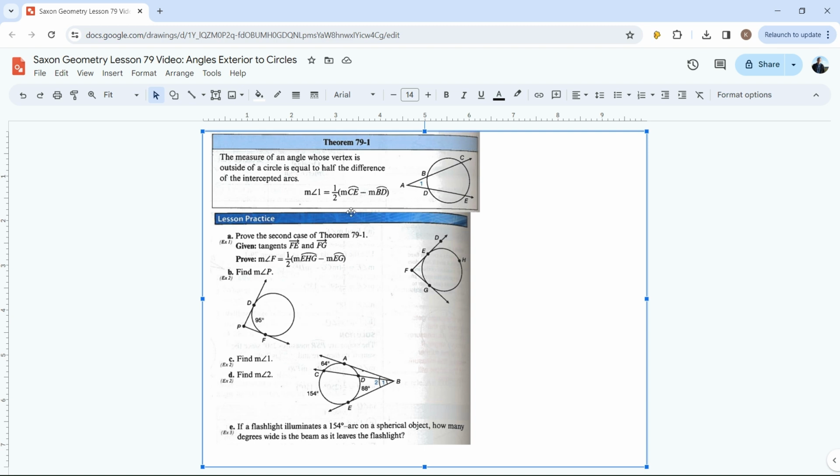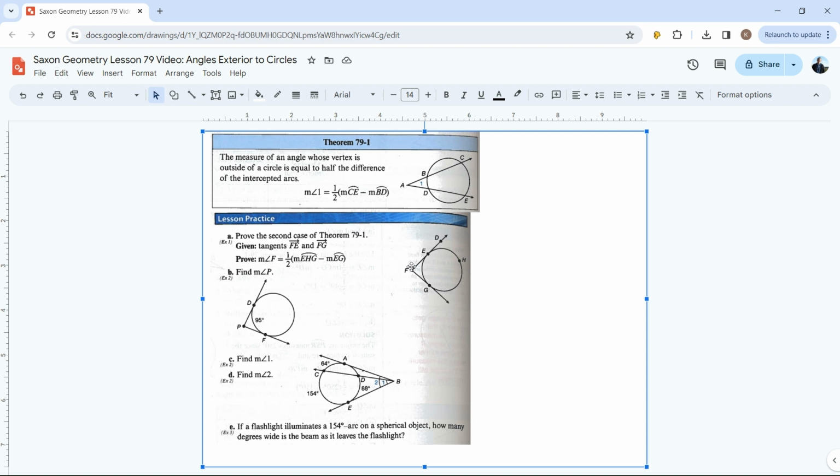Now, let's talk about how we can prove that that's the case. We're going to be taking a look at one particular case in which Theorem 79.1 is true. In this case, notice that we have two tangents that are making an external angle. So we could have an external angle like we see in this diagram up here, where these are both secants to the circle. They intersect the circle at more than one point. Or we could have a case where we just have two tangents to the circle like this. And that's what we're going to be proving.